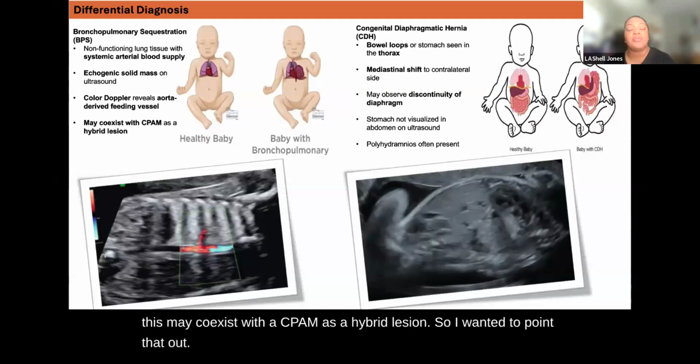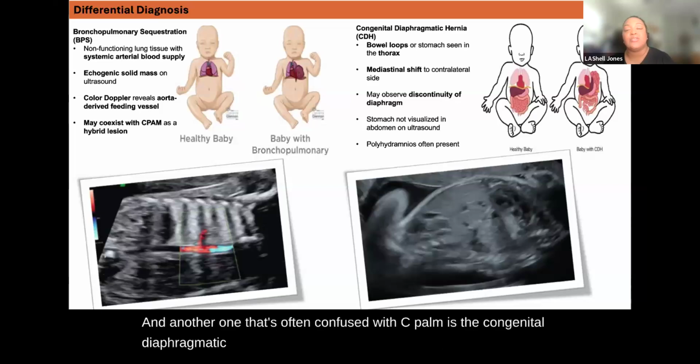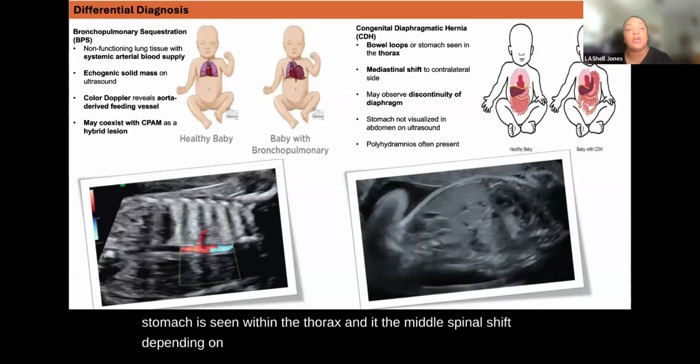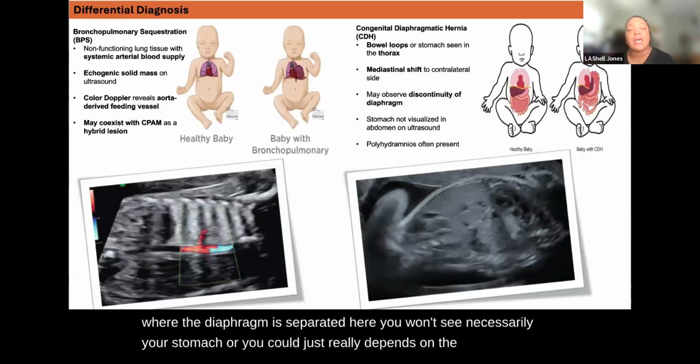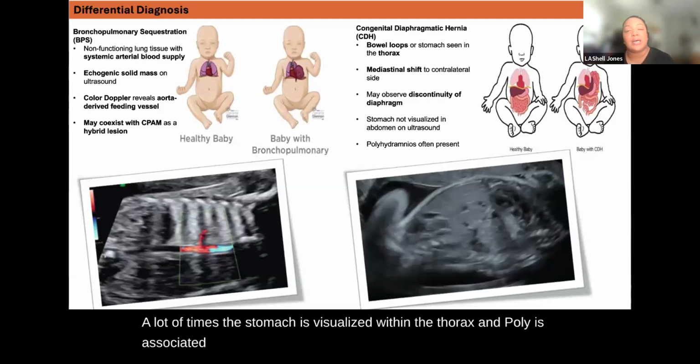And another one that's often confused with CPAM is the congenital diaphragmatic hernia. And so with this particular one, the bowel loop or stomach is seen within the thorax. And the mediastinal shift, depending on the side that the hernia is on, you may observe where the diaphragm is separated here. You won't see necessarily your stomach, or you could. It really depends on the severity of the hernia. A lot of times the stomach is visualized within the thorax, and polyhydramnios is associated with this anomaly as well.